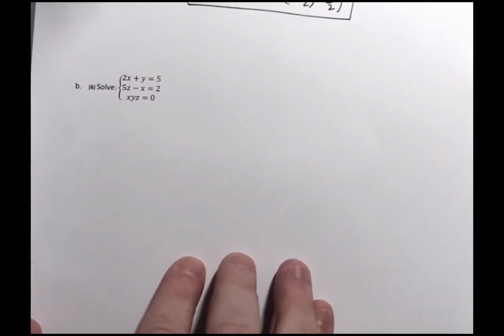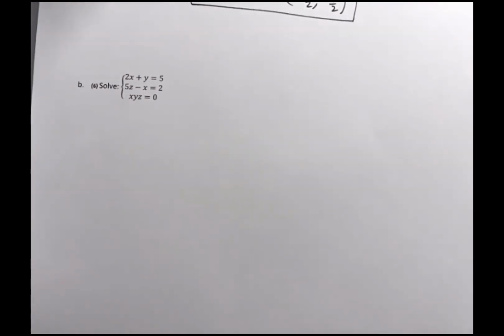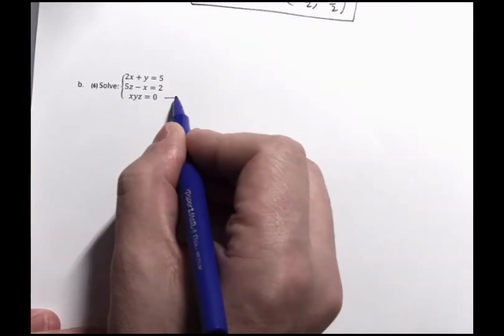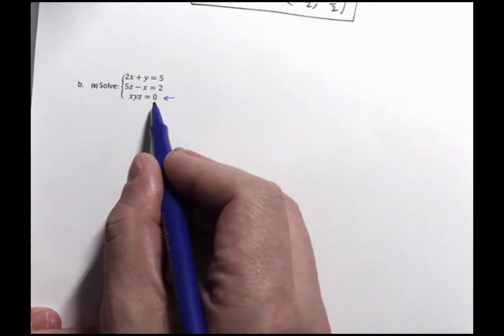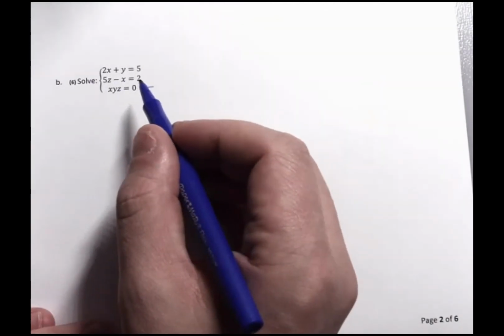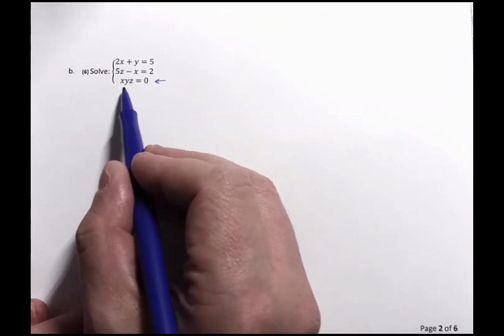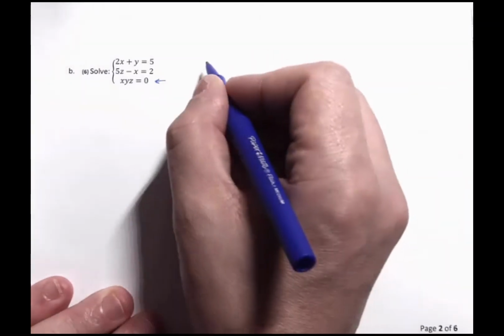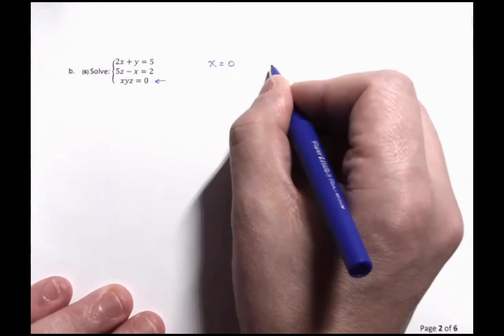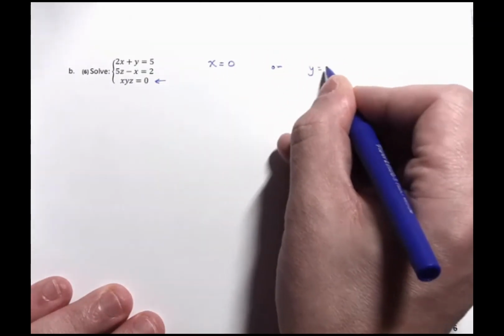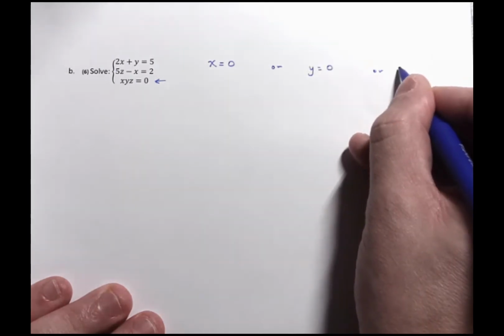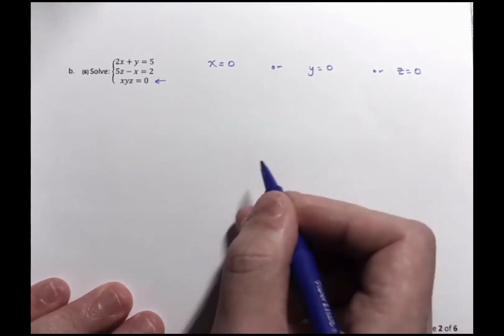Okay, for the other problem, we have this system of 3 equations with 3 unknowns. And I think that this one on the bottom will be easiest for me to work with thanks to the zero product property, right? I have 3 numbers that have to multiply to 0, so that means either x equals 0, or y equals 0, or z equals 0.